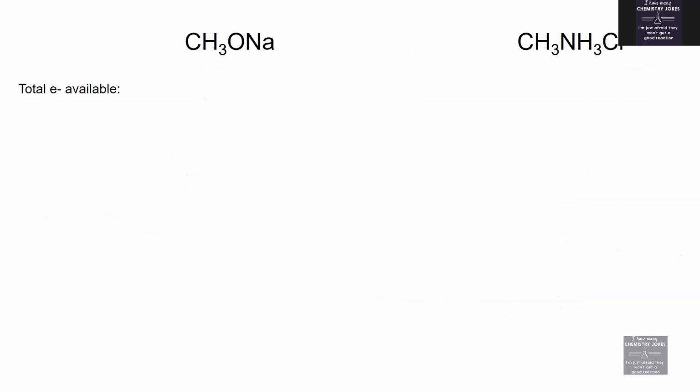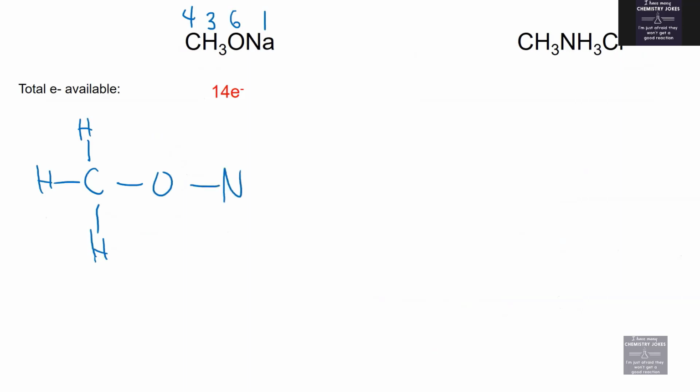4 electrons in carbon, plus 6 electrons in oxygen, plus 1 for every hydrogen, plus 1 for sodium. We get a total of 14 electrons in this thing. CH3, oxygen. And then you say, sodium? And I say, sodium is a hater. Sodium does not share. Sodium is a metal. Metals do not make covalent bonds. Metals make ionic bonds.